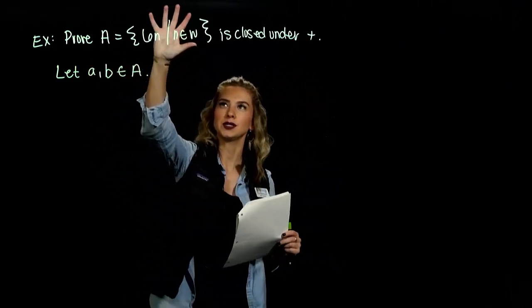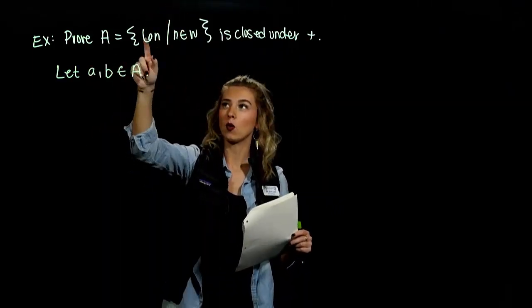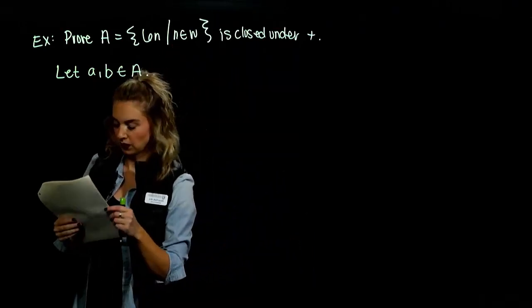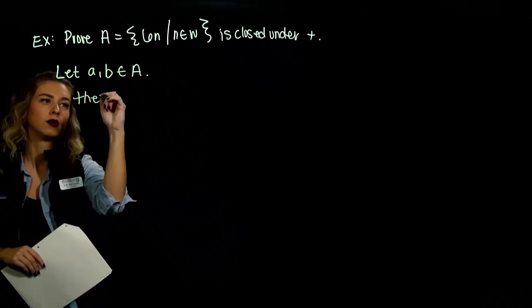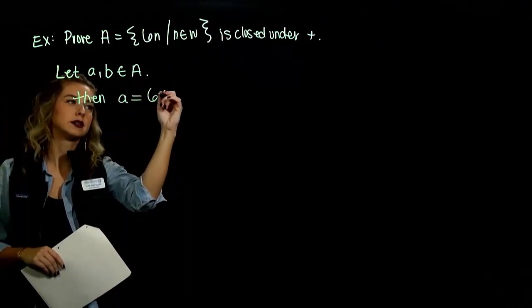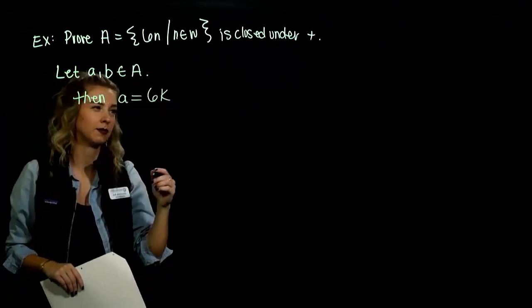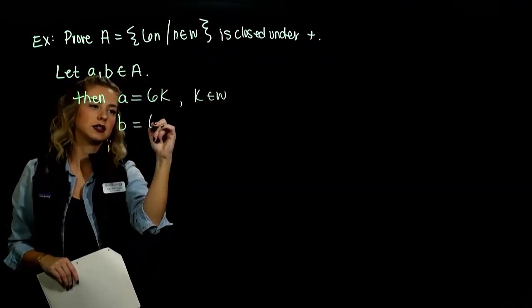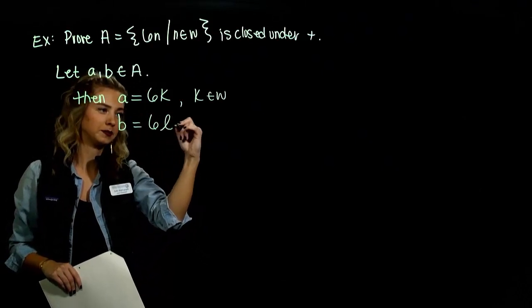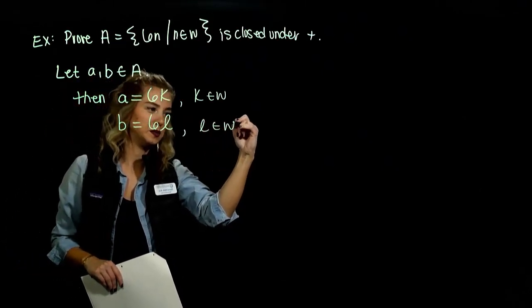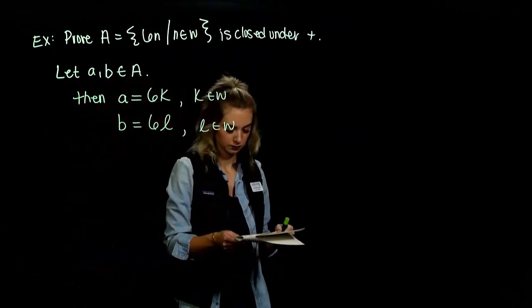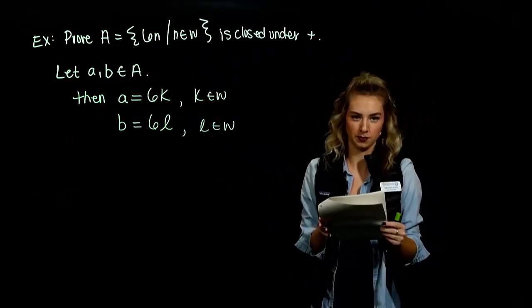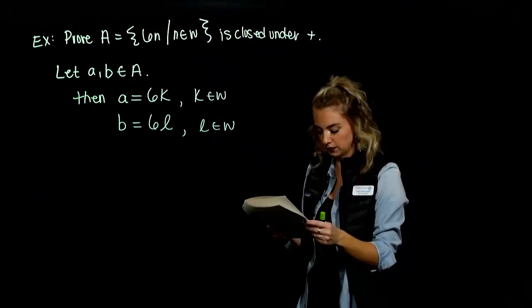If I pick two numbers from this set, they look like what? 6 times some natural number. Both of them do. So then we could rewrite a as 6 times some number, I'm going to call it k, where k lives inside of the whole numbers, and b is 6 times some other number, l, which comes from the whole numbers. You can label them whatever you want, k, l, j, p, q, doesn't matter. They have to live inside of the whole numbers.